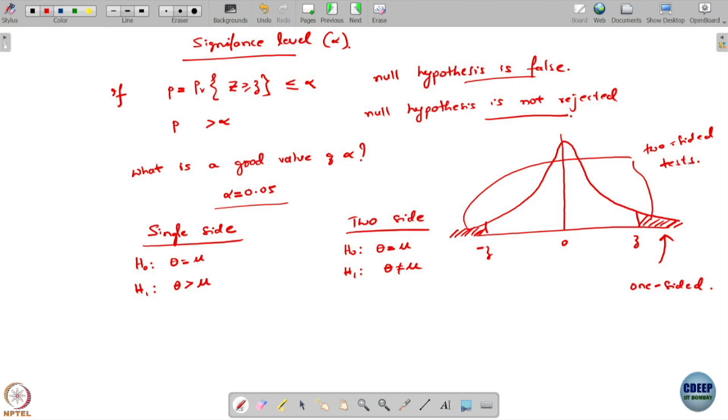If I give you z, we can readily get the p-value from Gaussian tables, or maybe I can just say normal tables.